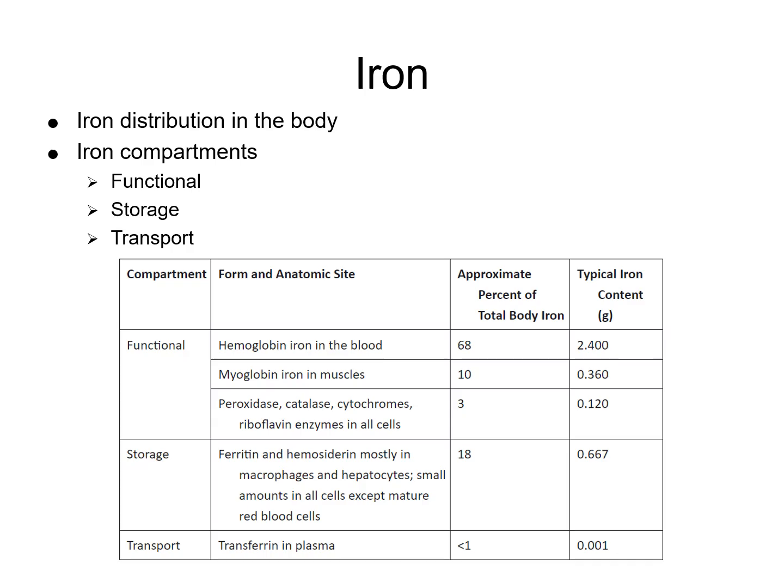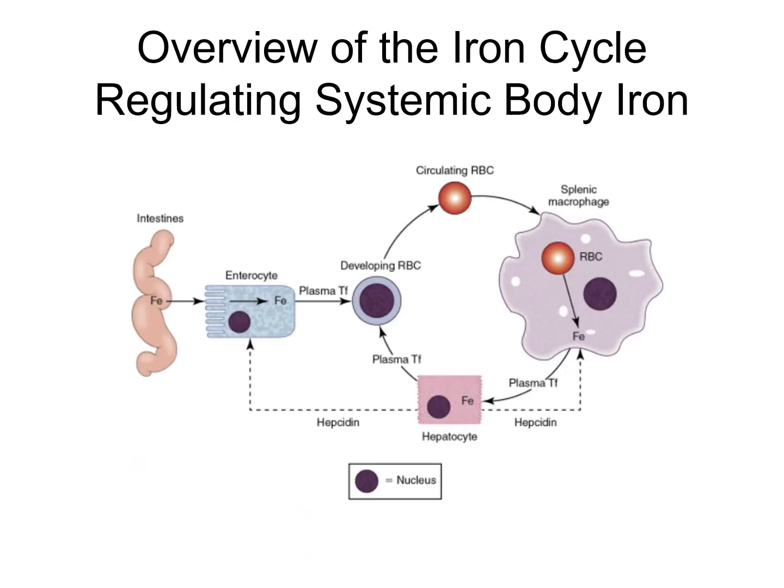So, clinical relevance: for iron, we need to understand the iron compartments. This helps us to diagnose and manage disorders such as iron deficiency anemia, which is a depletion of storage and functional iron. Iron overload disorders, which is excess storage iron, also known as hemochromatosis, and chronic diseases that can affect iron transport, like altered transferrin levels.